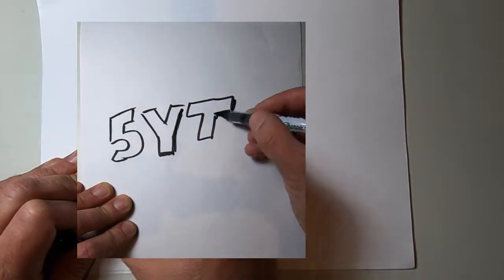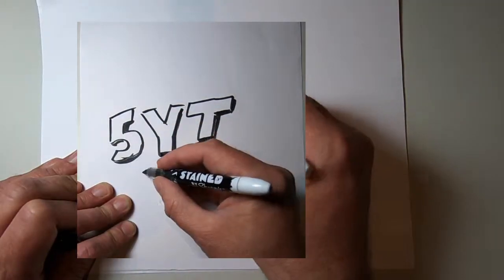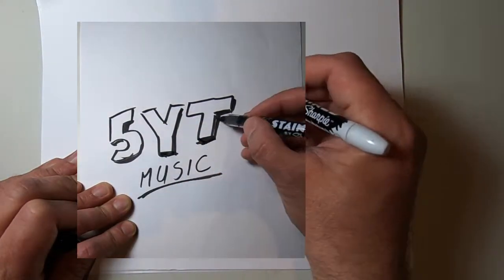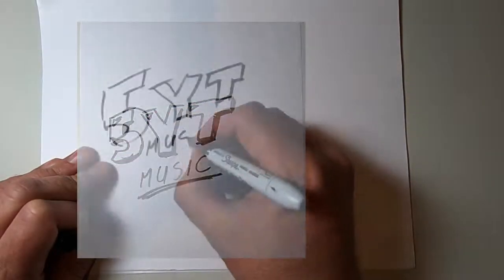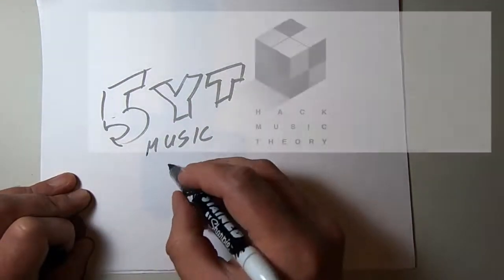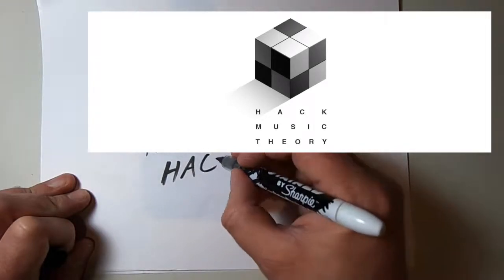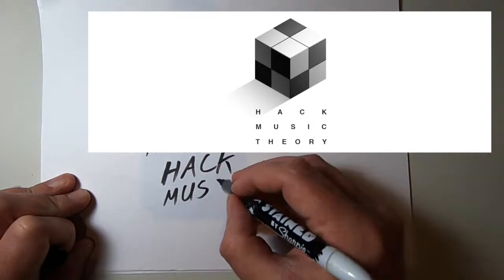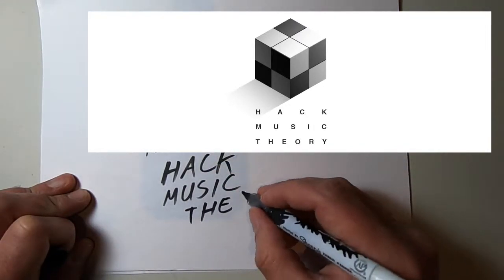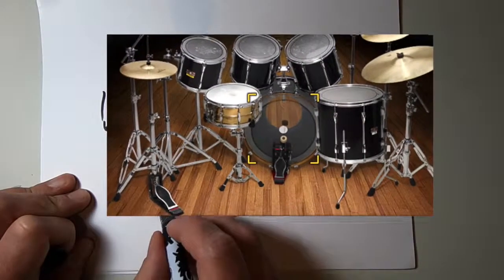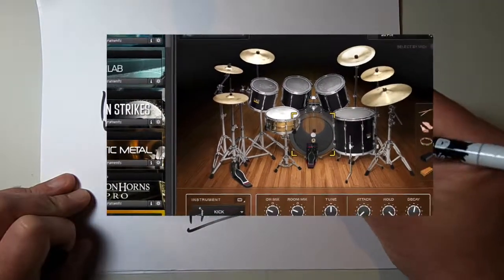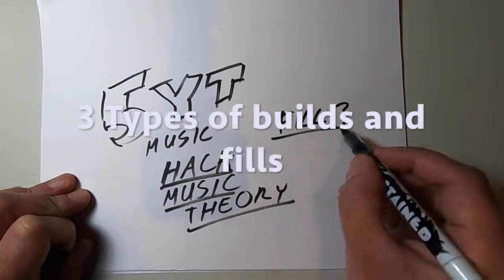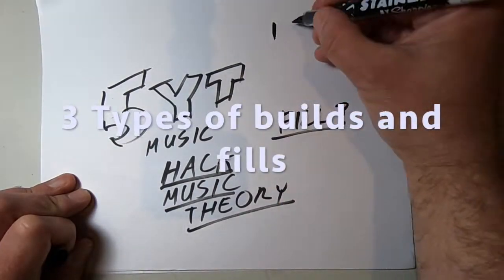Quick 5-minute videos about what I learned on YouTube, mainly focusing on musical theory tips that I can use in my own compositions. The first channel I would like to talk about is called Hack Music Theory. I can't remember the exact episode, but they were talking about 3 types of drum fills. In my own music, I've always struggled with how to write drum fills and drum builds. There are 3 different types of builds and fills that I would like to analyze here.